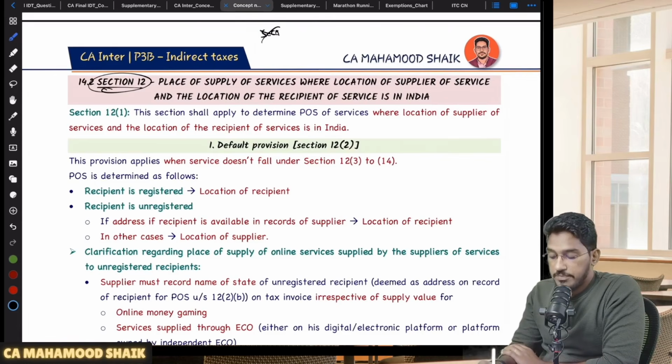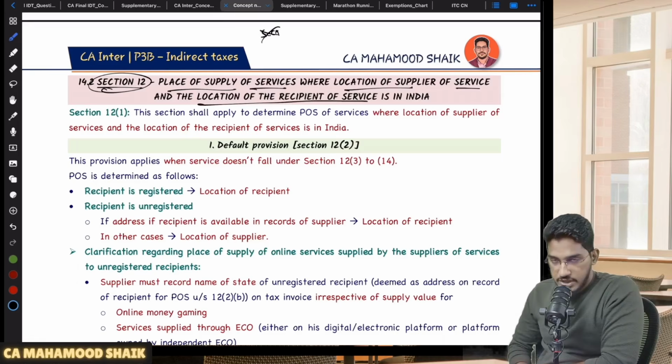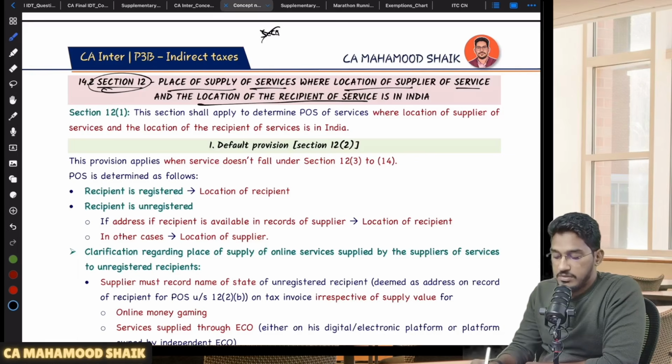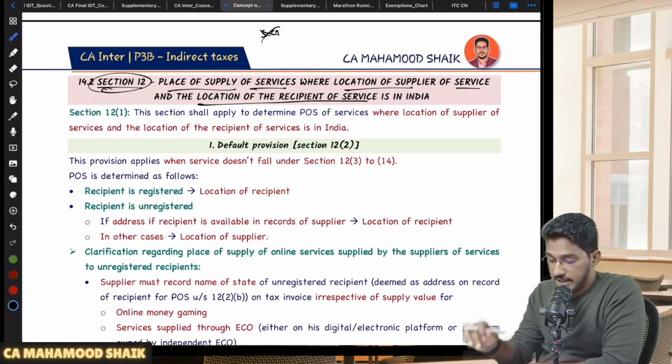So what is section number 12? It talks about how to determine the place of supply of services where the location of the supplier of service and the location of the recipient of service both are in India. When both are in India, that guidance is contained under section number 12. So let us try to understand how to determine place of supply for supply of services where the location of the supplier and the location of the recipient both are in India.